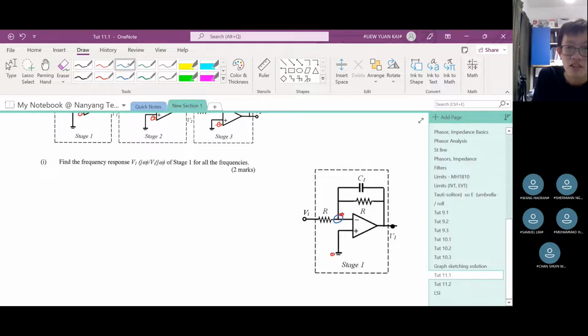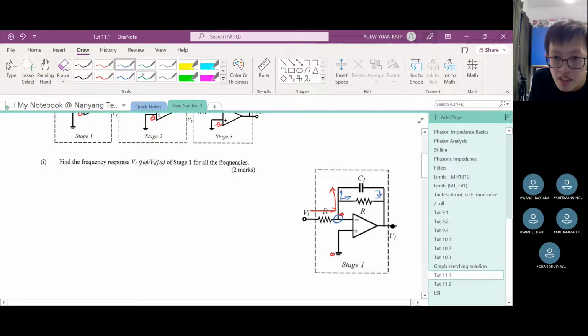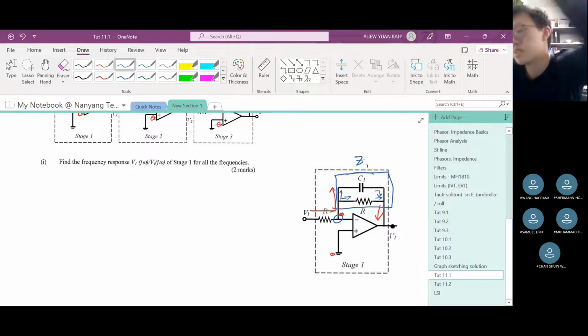Let us assume a direction. In my solution, I've assumed this way, like this, current going in, current going out. The current going out will split at this node, recombine here, and then come out through here. Correct? So that means we need to combine the impedance of the capacitor and the resistor together. Let us just call this Z1. We just take down my solution here.